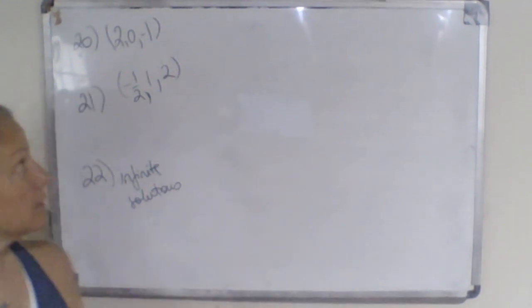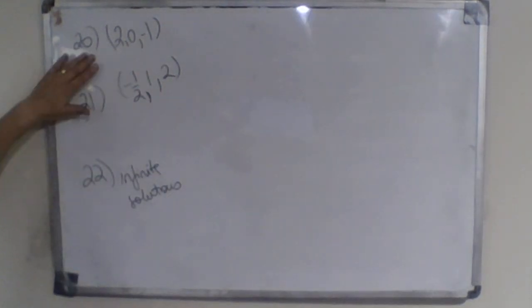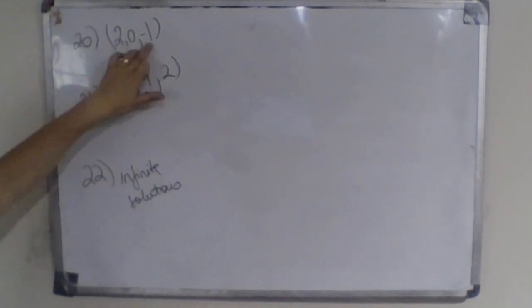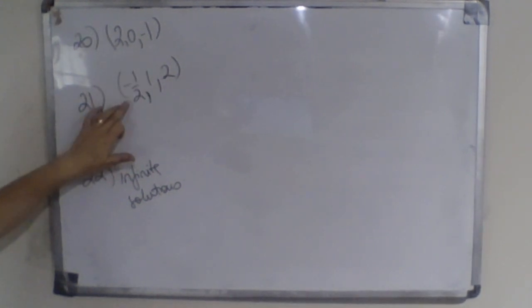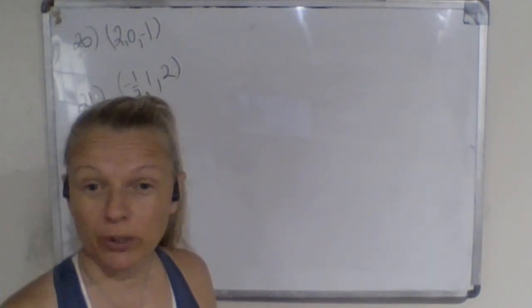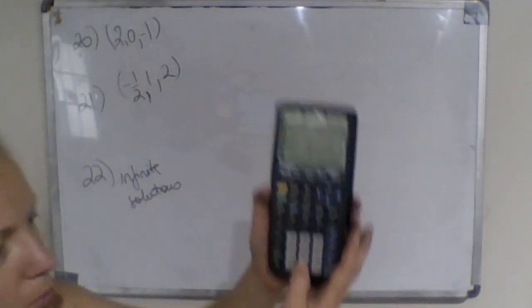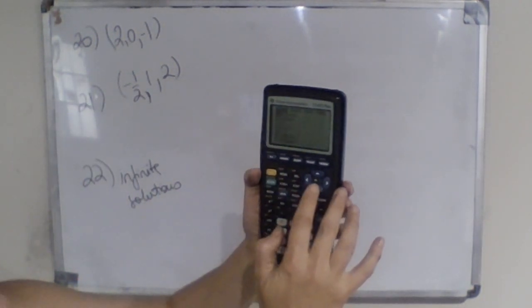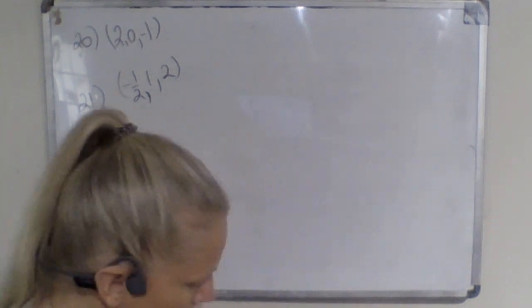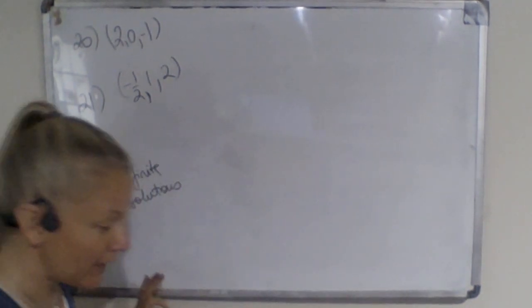Okay, guys, these are the last thing of the lesson. 20, your solutions will be 2, 0, and negative 1. For 21, your calculator will give you 0.5. Please write them as a fraction. If you ever wonder how to do that, you just go 0.5 math fraction, and it tells you it's 1/2, okay? But we've talked about this in class. I want that as a fraction. And then for the last one, you had infinite solutions.